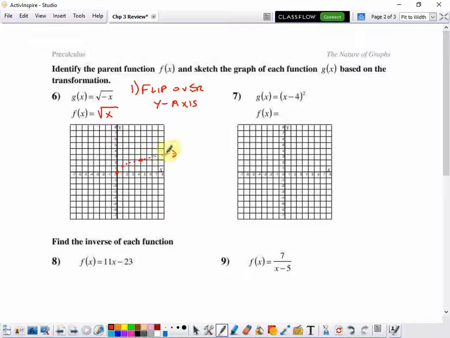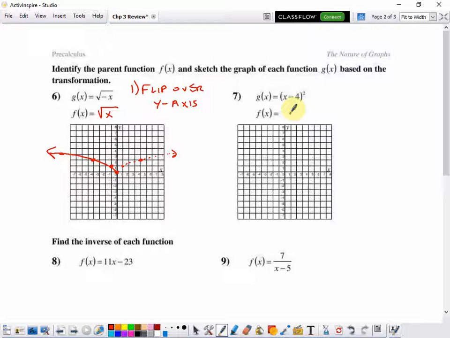So all these coordinates flip over the y-axis. So 0, 0 is going to stay where it is. Then we're going to move 1, 1 to negative 1, 1. 4, 2 will become negative 4, 2. And 9, 3 will become negative 9, 3. So that is what our final graph looks like.